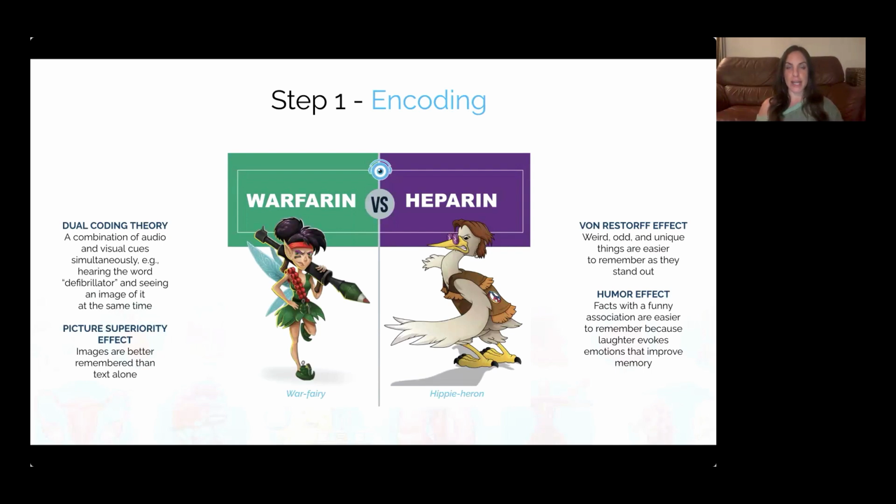Well, the first step in the memory process is encoding. And every Picmonic video uses learning science theories like dual coding theory, picture superiority, von Restorff, and humor effects to help your brain encode the information into a long-term memory. The Picmonic lessons begin with an educational portion of the video, which is where you meet the characters, you learn the facts, and then you break down the information you need to know instead of just relying on memorization, which ultimately is ineffective in long-term memory retention.